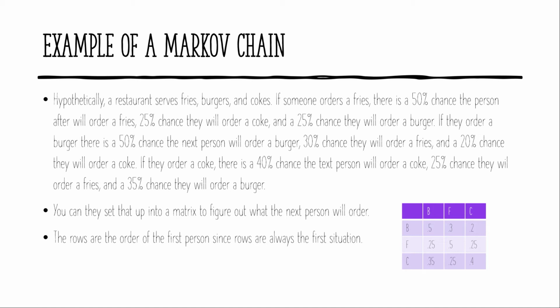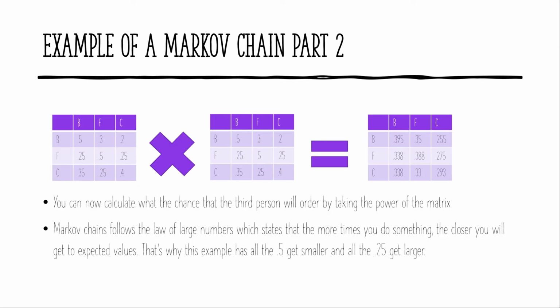The rows are the order of the first person since it's always row by column. You can now use that matrix to calculate what the second person will order, but you can also take the power of it to find out what the third person will order, and you can do that so on and so forth.